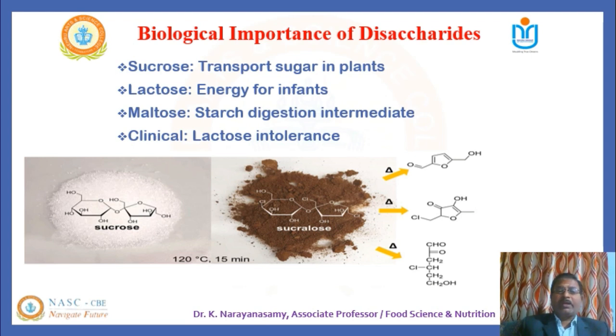Coming to the biological importance of disaccharides, for example, sucrose is a transport sugar in plants, which transports major molecules in plants. Lactose, which is present in milk, gives more energy to the infants. Maltose, which is present in malt, is actually a starch digestion intermediate. Then in clinical importance, there are lactose intolerant people, and lactose intolerance is a very clinically important disorder. This is the structure of sucrose and sucralose, and you see the formation of monosaccharides from sucrose, a disaccharide.